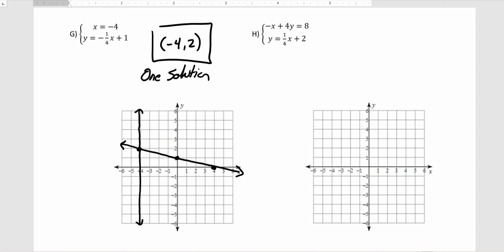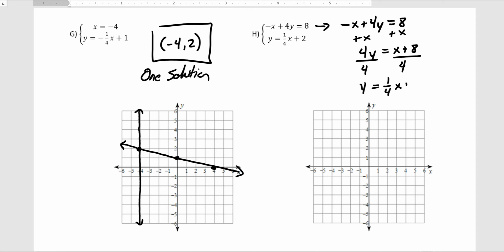All right, last one, letter H. Negative x plus 4y equals 8, and y equals 1/4 x plus 2. So let's start by getting this first equation in slope-intercept form. So I'm going to add x to both sides. So I'll have 4y equals x plus 8. Divide by 4, divide everything by 4. So y will be 1/4 x plus 2.